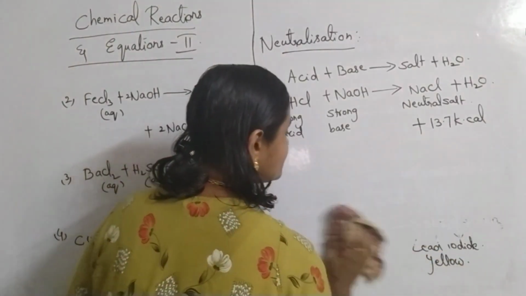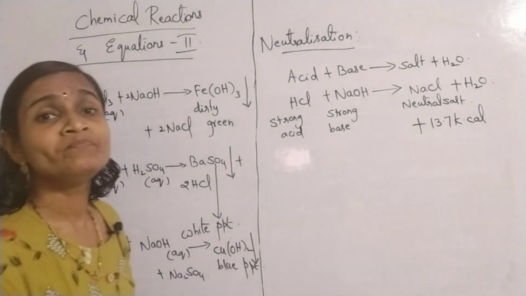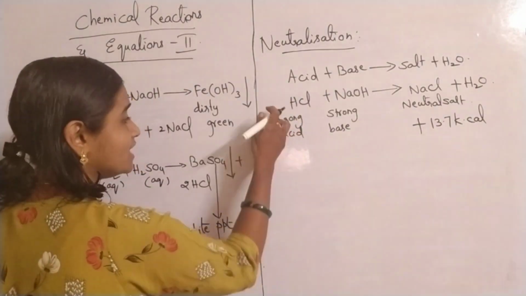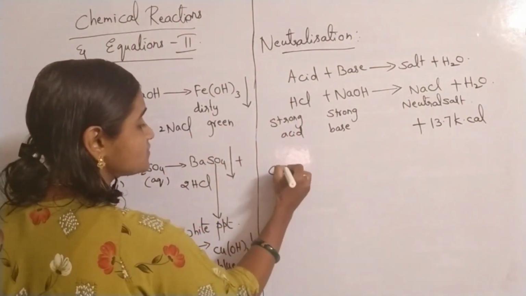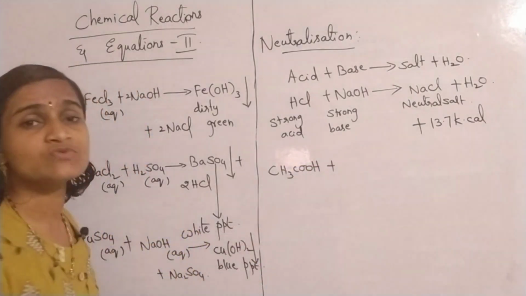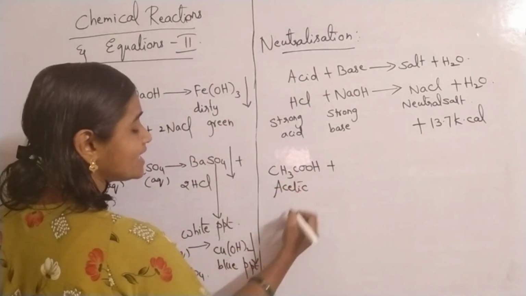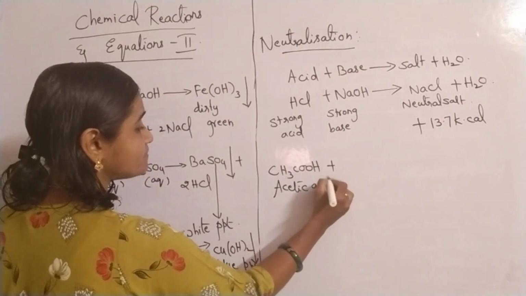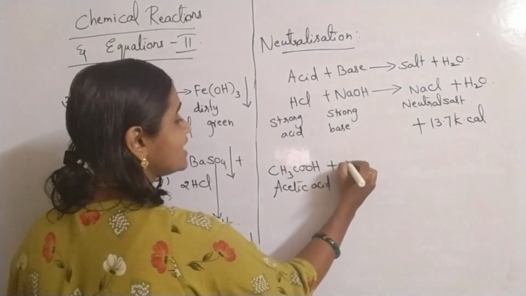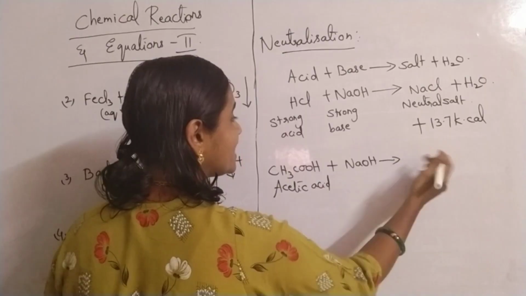Suppose you take either the acid or the base to be weak. Instead of the strong acid HCl, I am taking a weak acid like CH3COOH, which is acetic acid. Acetic acid is an organic acid, and it's a weak acid. It reacts with the strong base NaOH. Then it also forms salt and water only.